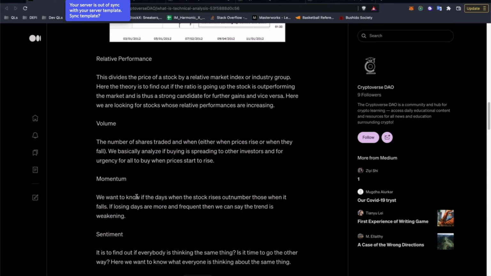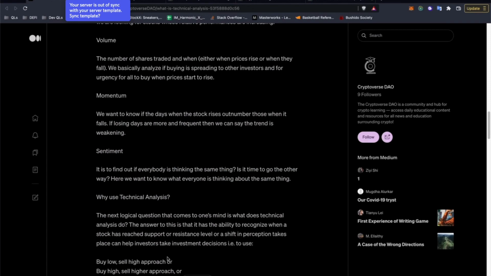If the days when the stock rises outnumber the days when it falls, that's what we want to know. And if the losing days are more frequent than the winning days, then you might say that the trend you're looking at is weakening.